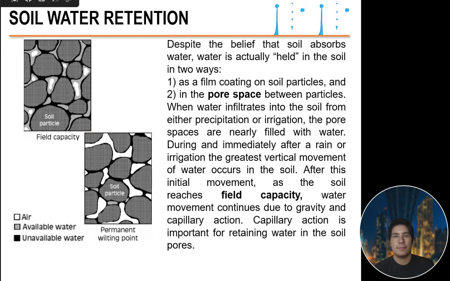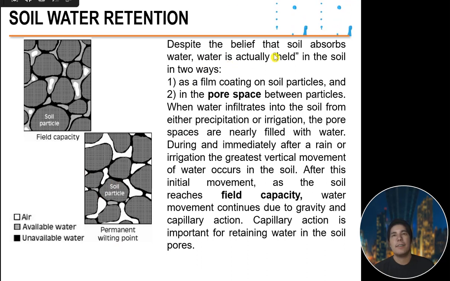So meron din tayong tinatawag na soil water retention. So makikita natin dito, for example, ito yung soil specimen natin. Ito yung field capacity, no? Makikita natin, ito yung mga solid particles, and then we have this water tsaka air, no? Dito naman sa permanent wilting point, halos air na, no? Wala nang tubig. May tubig, pero itong black na part, yan yung tubig, but that is unavailable to plants, no? Hindi na kayang kunin nung plants yan.